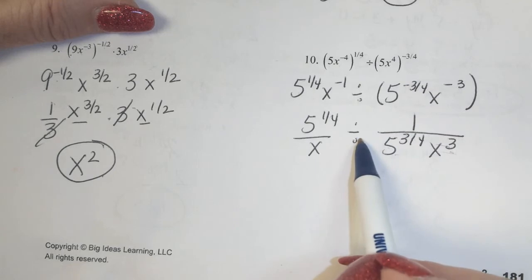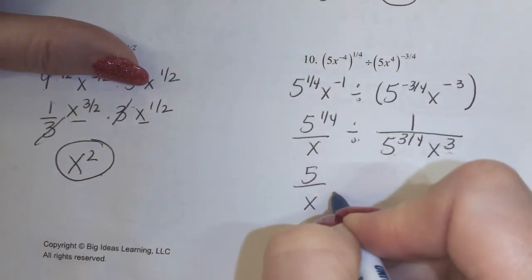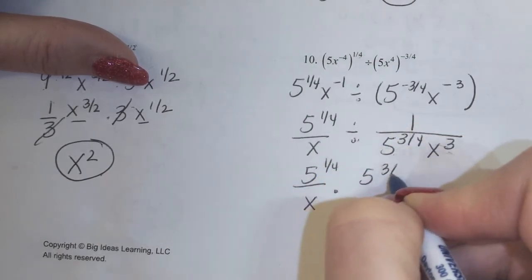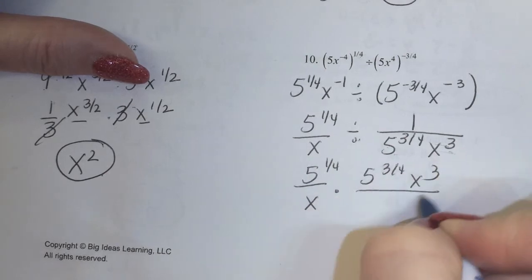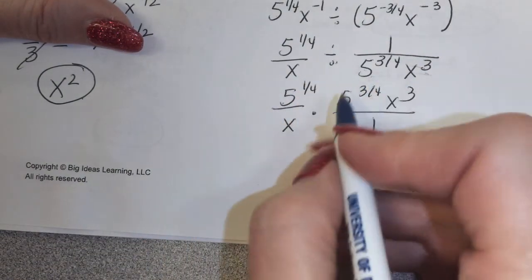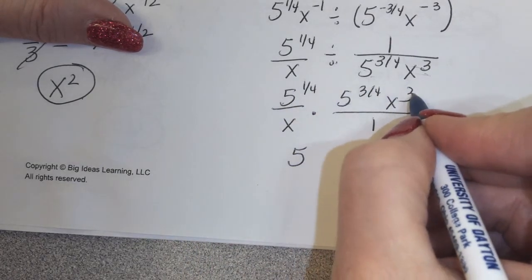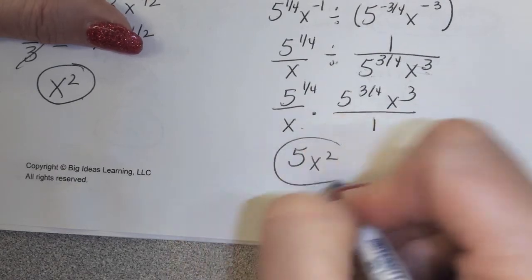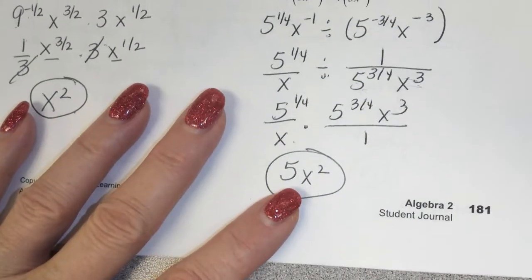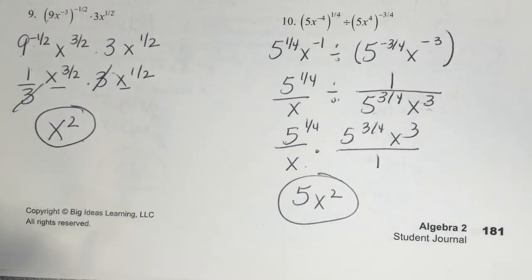So now if I have division, I have to multiply by the reciprocal. Okay? And so now if I have 5 to the 1/4, 5 to the 3/4, bases alike, add the exponents, that's 5. And then I have x cubed divided by x, and that's x squared. So that all simplifies down to 5x squared. All right. Hopefully that didn't go too quickly. If so, you can watch it at half speed.